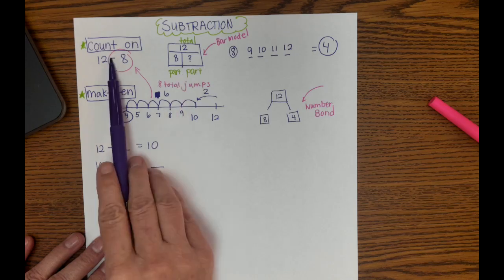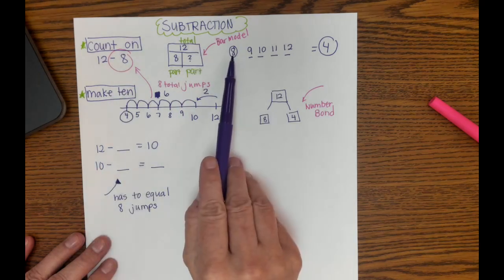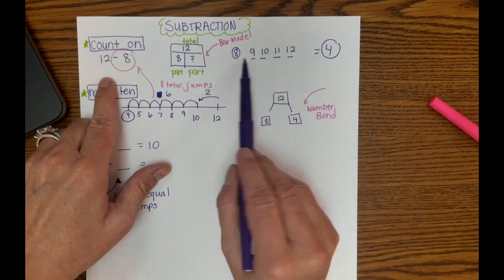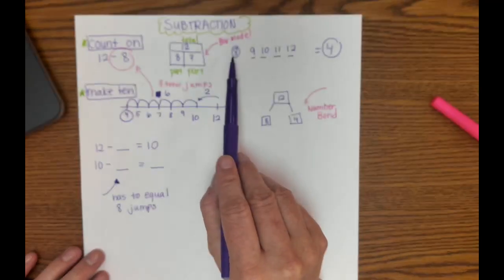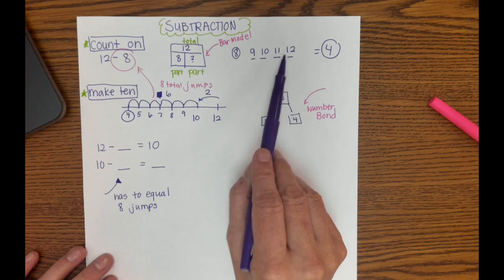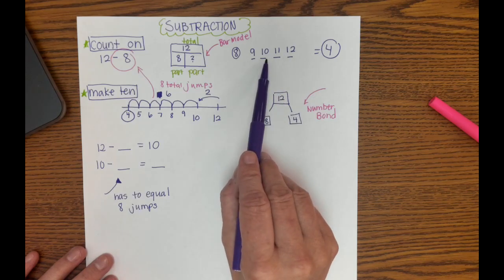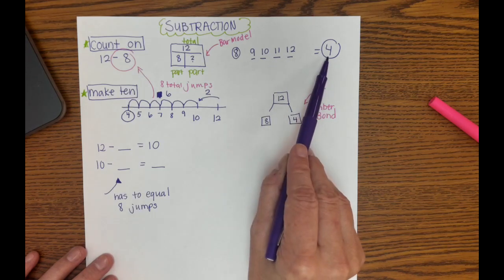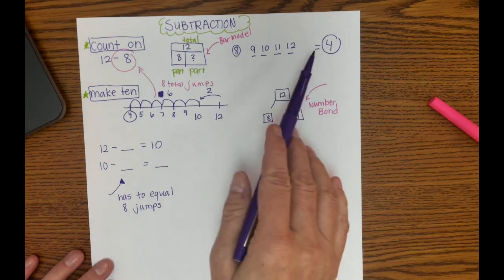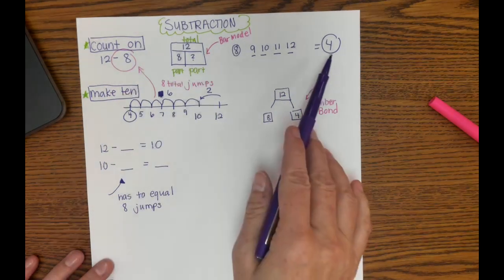Okay? If we count on, we start at 8, and we need to get to our 12. So we're going to write 8, circle it, 9, 10, 11, 12. How many numbers did it take us? 1, 2, 3, 4. The answer is 4 to get to 12. So the answer is 12 minus 8 equals 4.